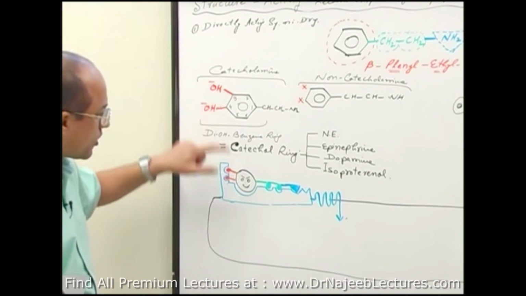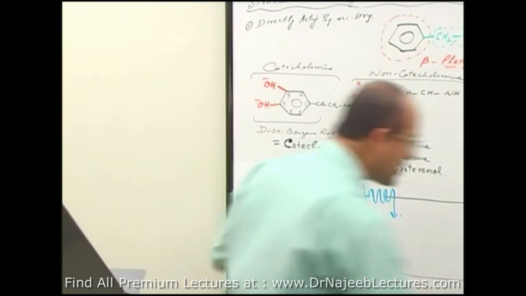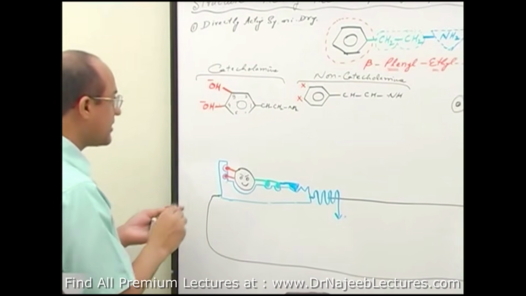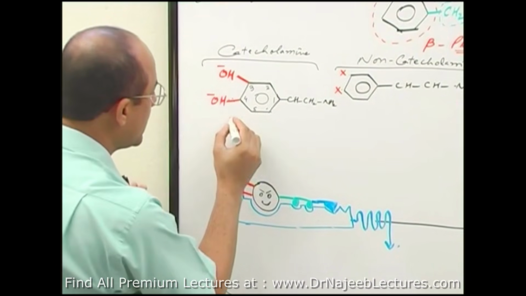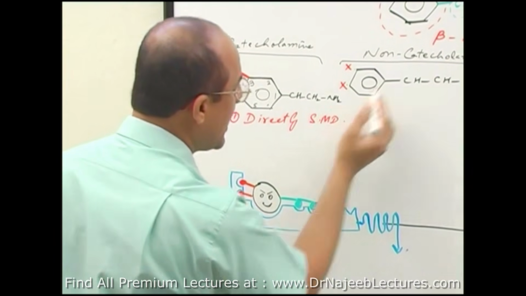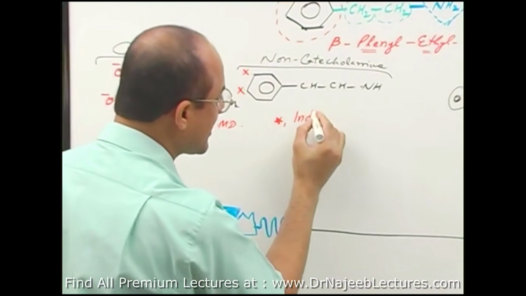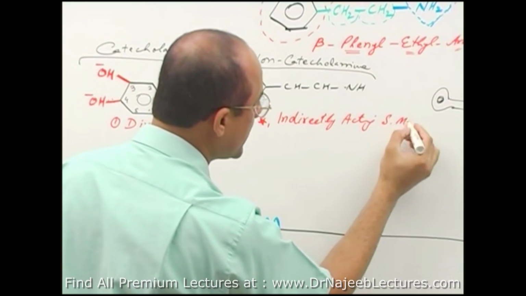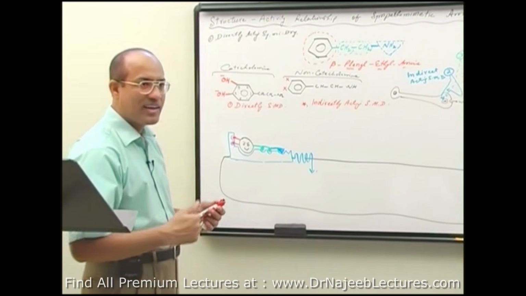So they bind strongly with the receptors. So these are directly acting sympathomimetic drugs. So catecholamines are, you need to tell me, directly acting sympathomimetic drugs. I will write here, these are directly acting sympathomimetic drugs. And non-catecholamines are mainly indirectly acting sympathomimetic drugs. Is that right? No problem with this? Then another thing.